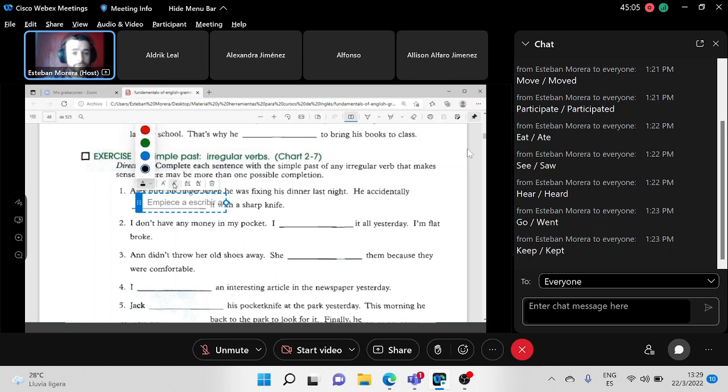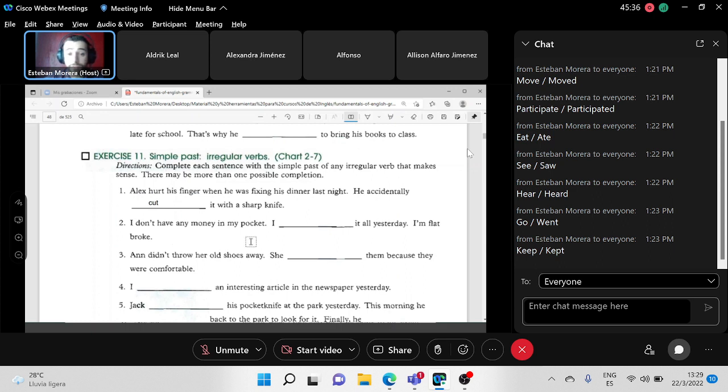So number one, it says Alex hurt his finger when he was fixing his dinner last night. He accidentally cut his finger. Cut is an irregular verb, and cut is the past tense of cut. Cut, cut, cut. The writing is the same in the present, in the past, and even in the past participle.